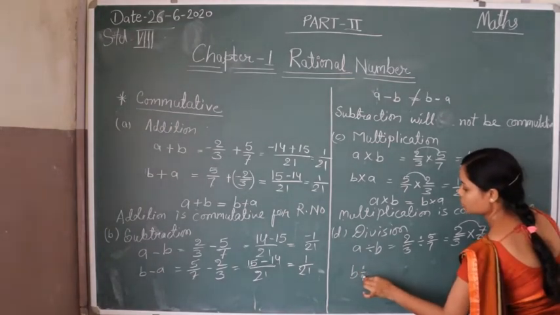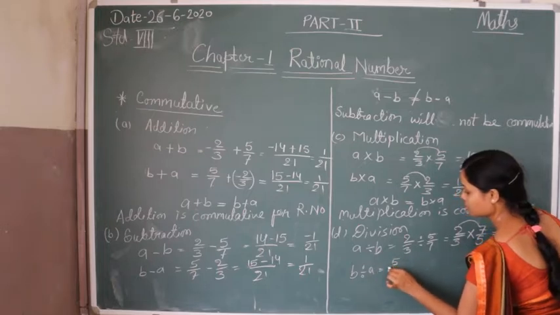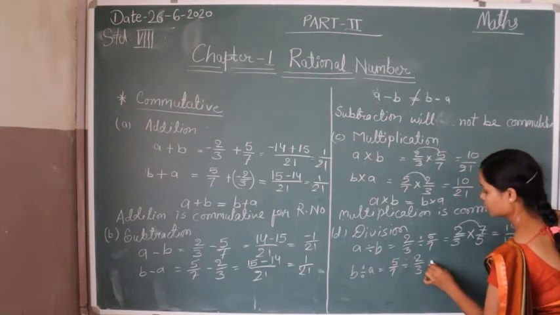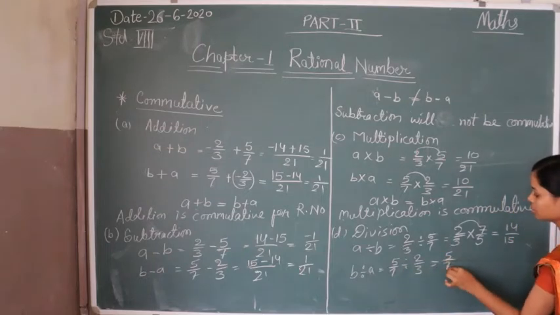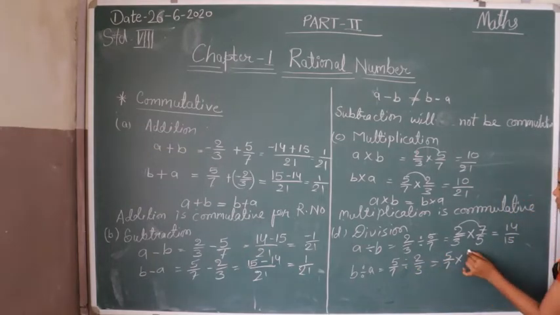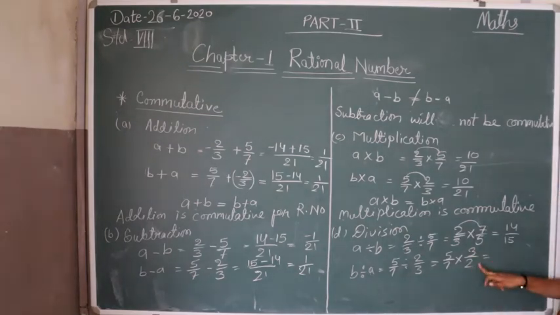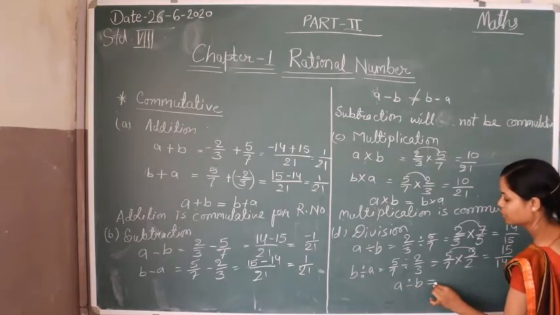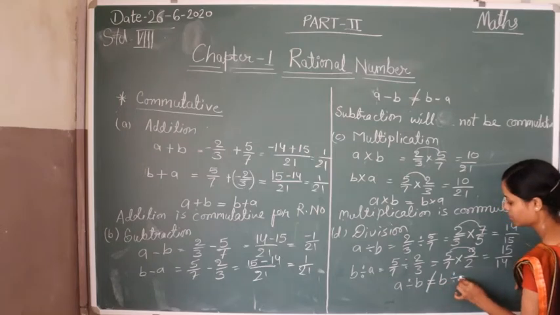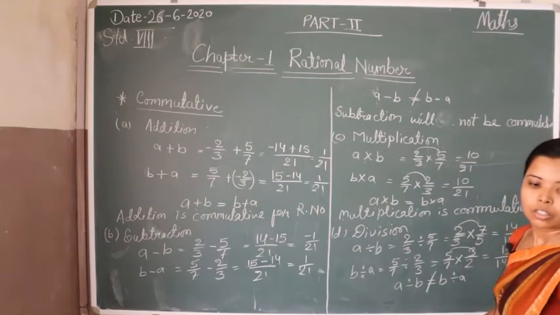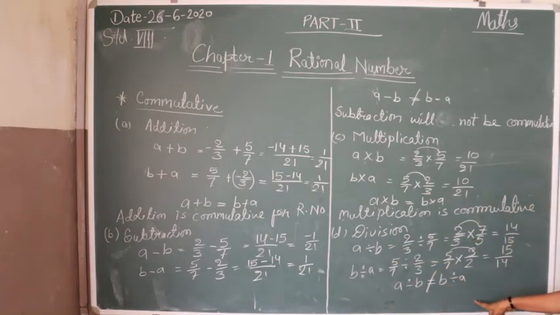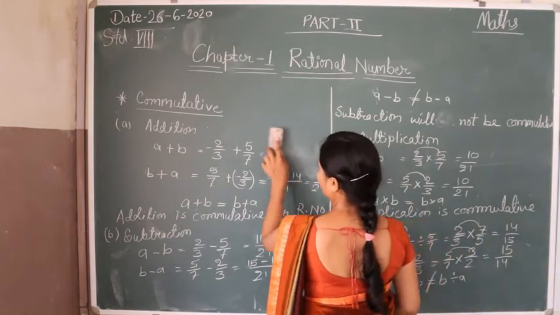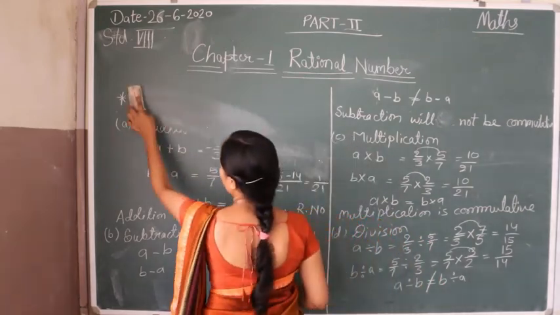When we exchange the place of the rational numbers, by exchanging, put here multiplication and then the reciprocal of 2 by 3, which is 3 by 2, and 5 3s are 15 and 7 2s are 14. So look at here, both are not equal. So we can say that A divided by B is not equal to B divided by A. So division will not be commutative. Okay, now we will look at the next property.